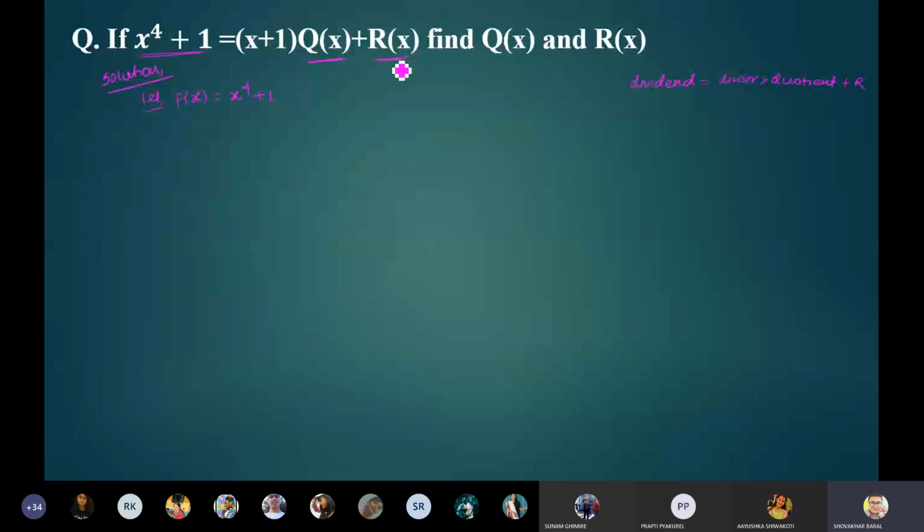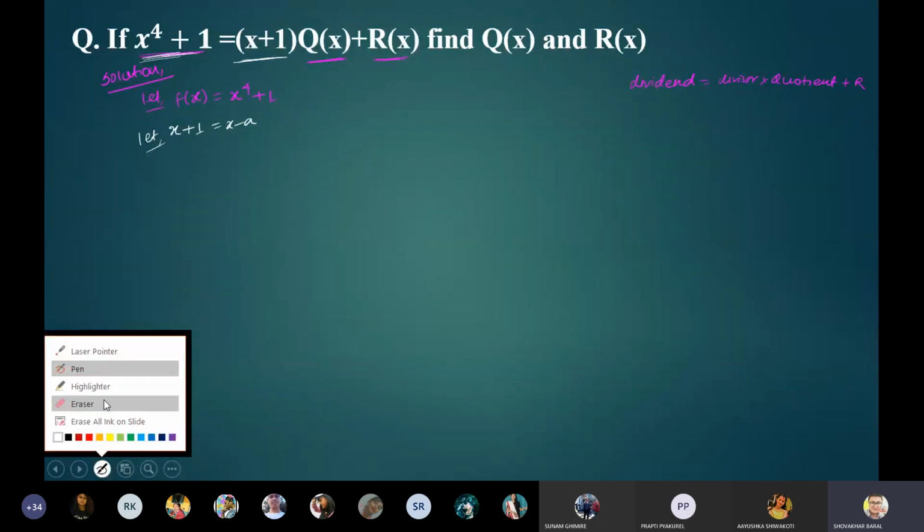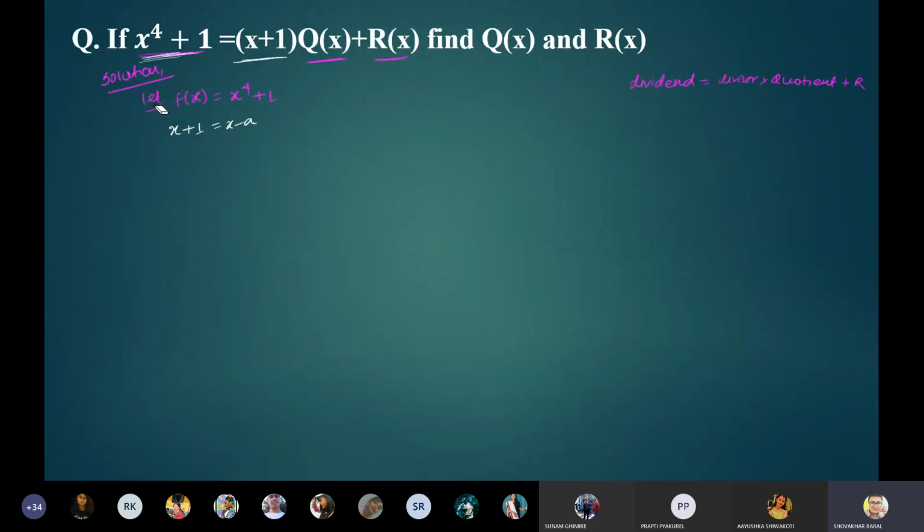x power 4 plus 1, the one with the degree greater than 1, is the dividend, and this x plus 1, let me compare this with x minus a, since this is the divisor. Let x plus 1 equal x minus a. Let me erase this one. f(x) is equal to x power 4 plus 1 and x plus 1 is equal to x minus a. Our value of a will be equal to minus 1. If you can solve it, then you can do it yourself also.